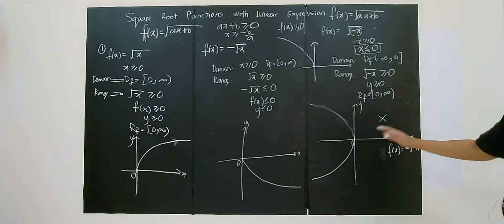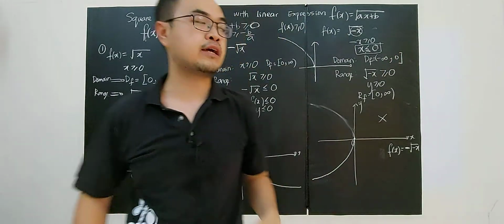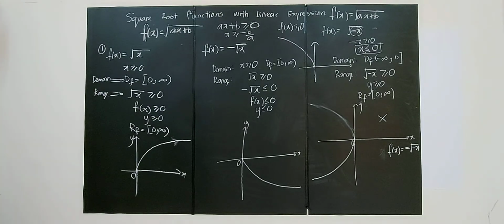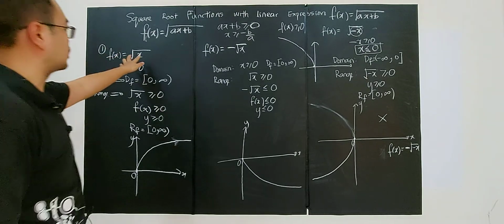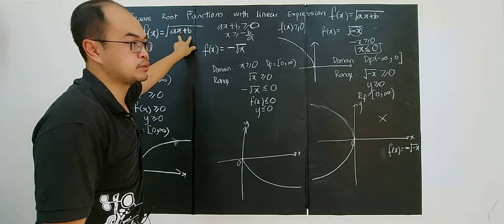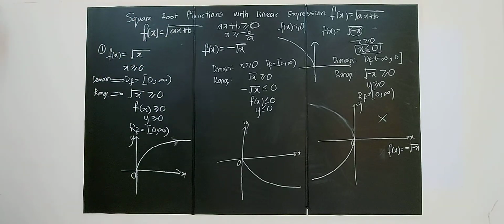So these four graphs are the basic graphs that you must try to understand. Alright, in the next video I'm going to talk about cases where the function inside here is a linear expression, ax plus b. Alright, so that's all for this video.